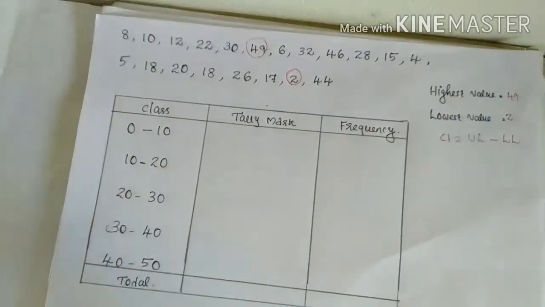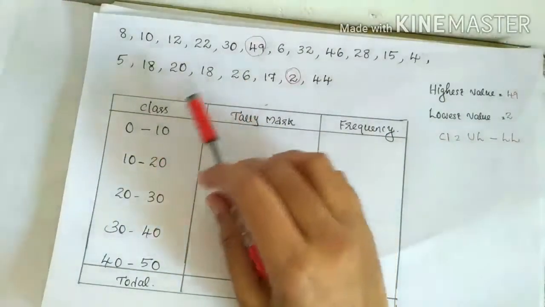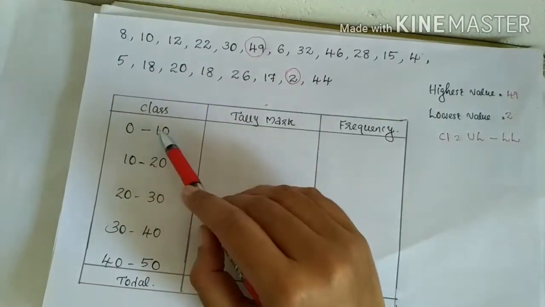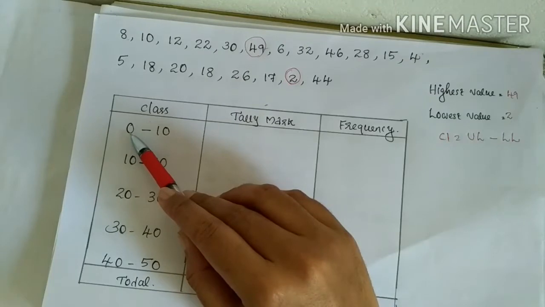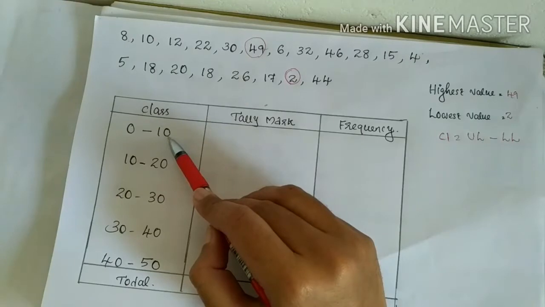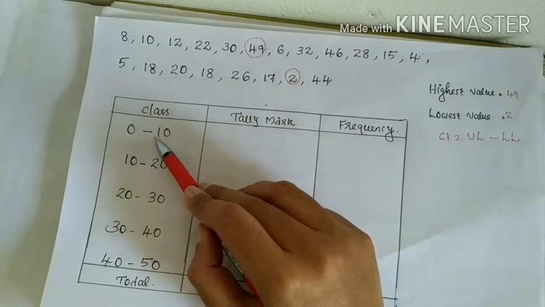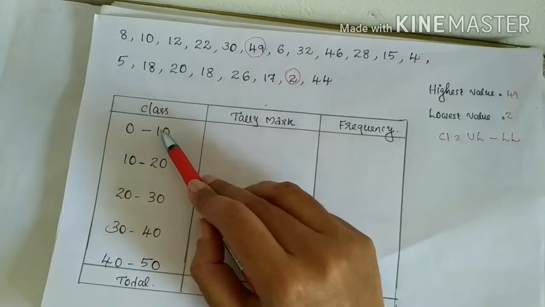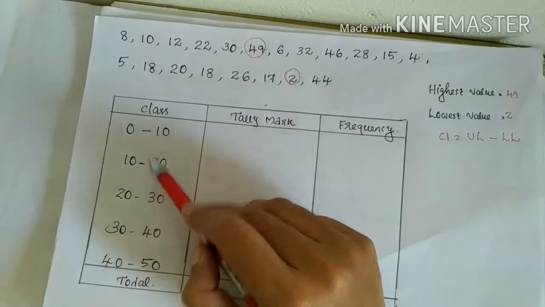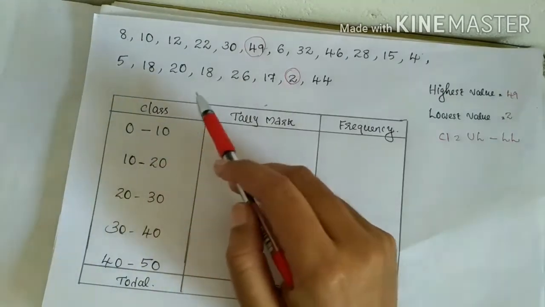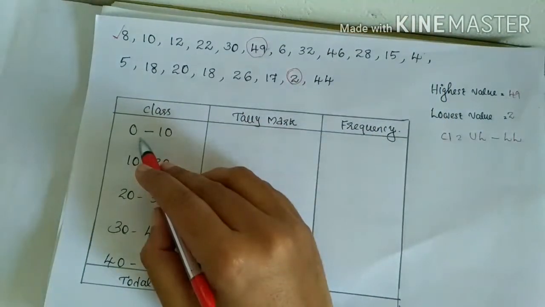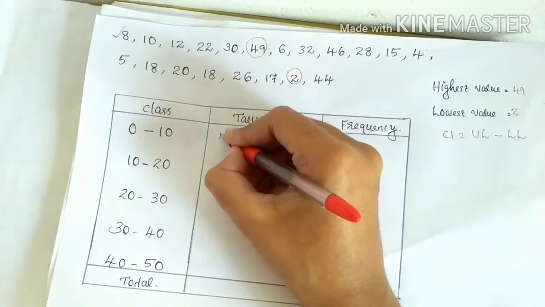After taking the classes, the next step: what are the data included in the class of 0 to 10? In this class of 0 to 10, the values included are 0 to 9 because this method is an exclusive method. In this method, the value of the upper limit is not included in the class of 0 to 10. It is included in the class of 10 to 20. So in the class of 0 to 10, what items are included? The first one is 8. 8 is included in the class of 0 to 10, so you have to mark a tally mark.